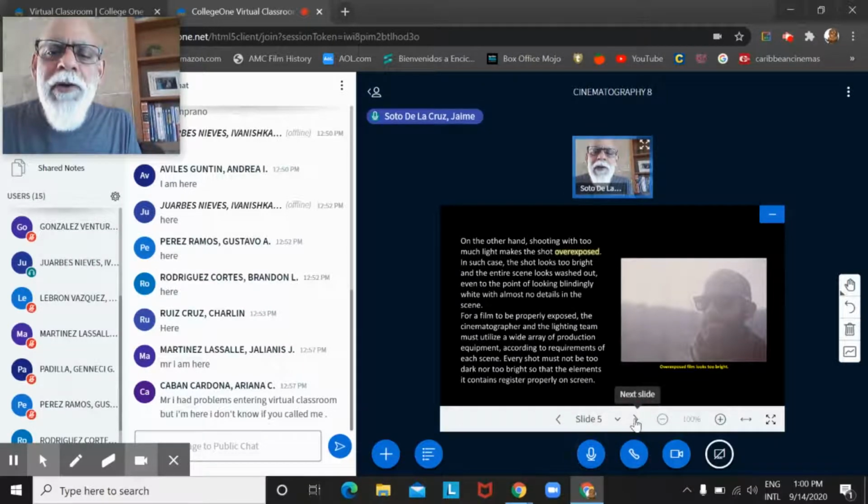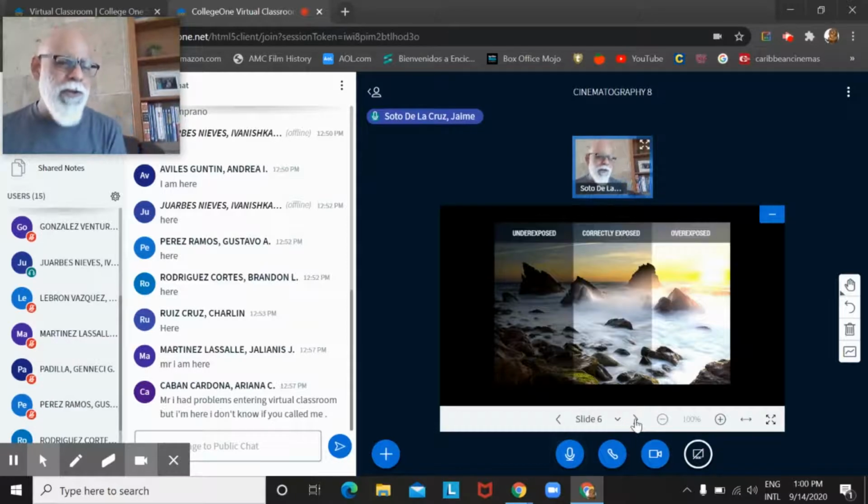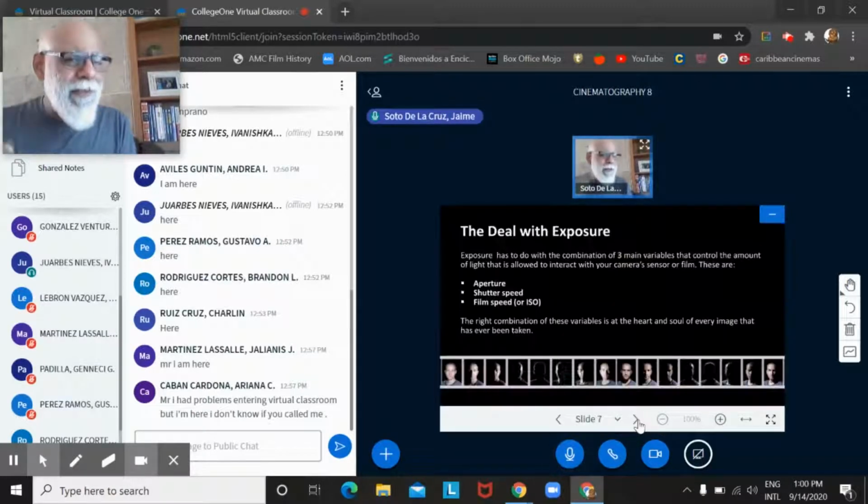I also shared with you an image or a picture, here you have it, where we were showing you a correctly exposed image, one that is overexposed and one that is underexposed. And remember, whether it's underexposed or overexposed, the problem is the same, a lack of detail. We said that to master exposure, you have to master three elements that we will be discussing in today's lesson. Those elements are aperture, shutter speed, and ISO.